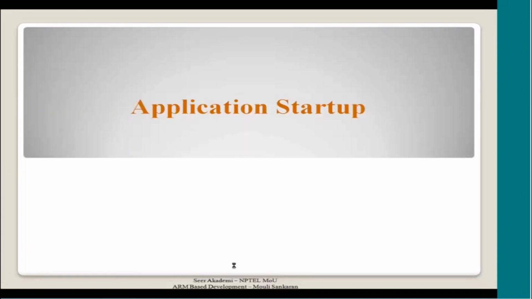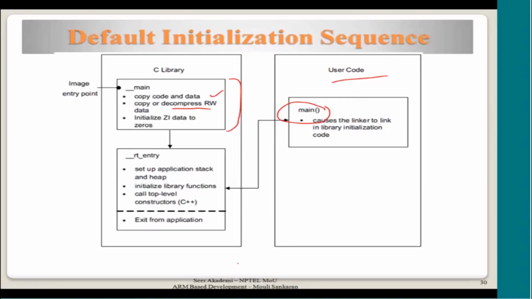So it has to decompress before giving control to run. This will be done by the library. So it copies and decompresses RW data, initializes the ZI data to zeros, sets up the application stack and heap, initializes library functions, and then maybe calls some top level constructors, and then the control goes here. When exit is called or the application terminates, it will come here and exit from the application.